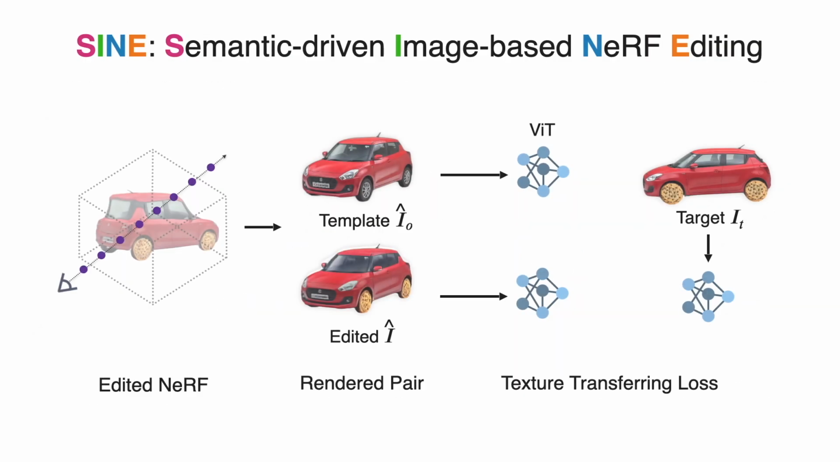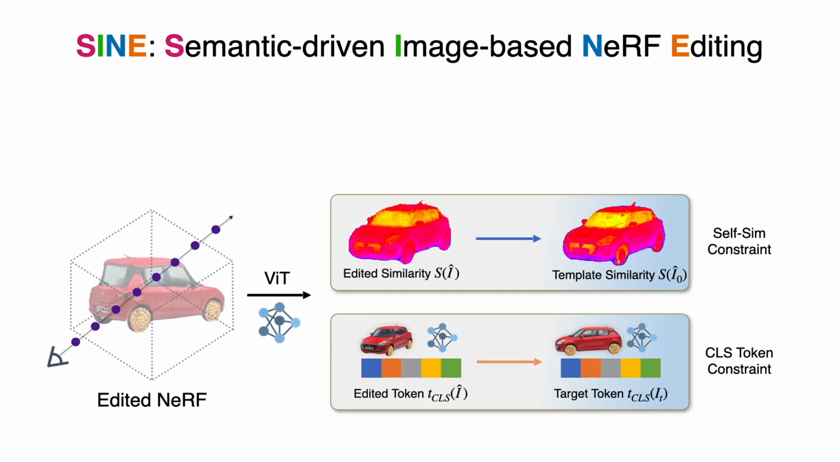In our task, users only edit a single image, but we hope to propagate the editing effects naturally to multiple views with semantic meaning. Inspired by Splice proposed by Tumanyan, we use a pre-trained ViT model as the semantic texture prior and apply self-similarity constraint and CLS token constraint in a multi-view manner. Specifically, self-similarity constraint encourages the edited rendering and template rendering to share the same spatial structure. The CLS token constraint encourages the editing rendering to match the appearance of the target image.